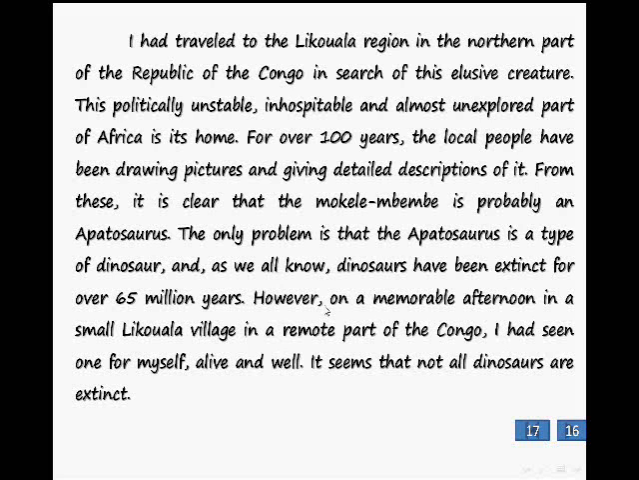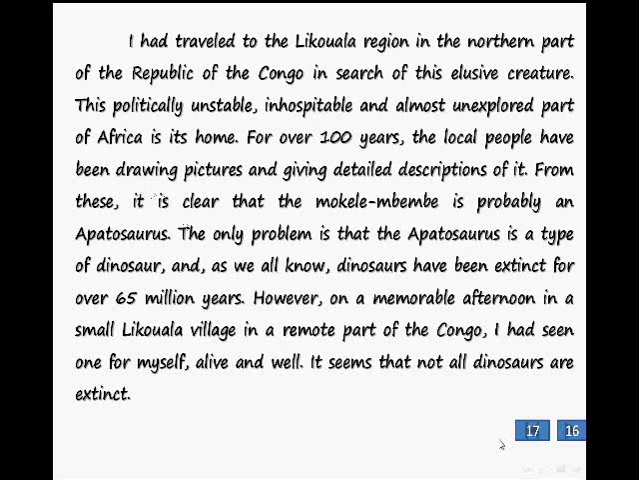How do we know? We have to go a bit up. So we have here apatosaurus. I try to read the beginning of this sentence, which is here. For over 100 years, the local people have been drawing pictures and giving detailed descriptions of it. From these, it is clear that this animal is probably an apatosaurus. These here refer to what? Sure, to drawing pictures and detailed descriptions.